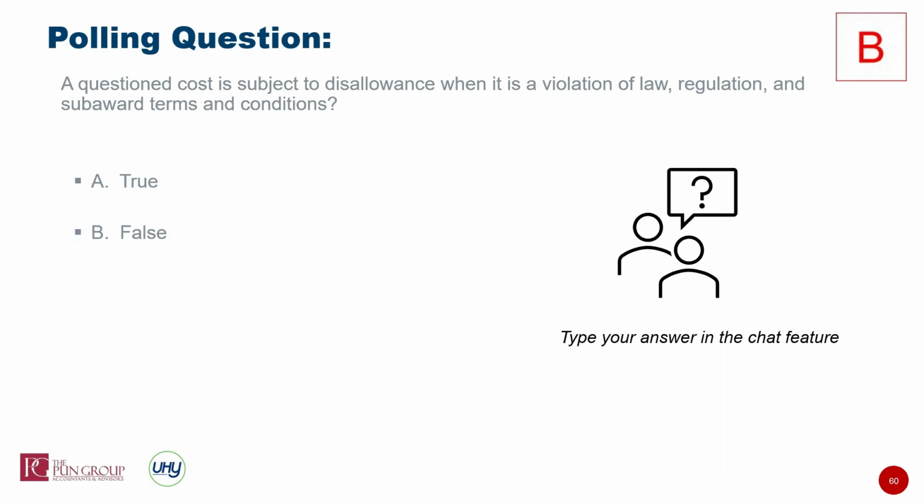I think the majority of you are going to get this right, which is yes, A, true. A questioned cost is subject to disallowance by the pass-through agency when it's a violation of law, regulation, or the subaward terms and conditions, which means that the pass-through agency may request for the funds to be returned to the pass-through agency. And then again, if they've claimed that from the feds, they need to adjust their federal program as well.